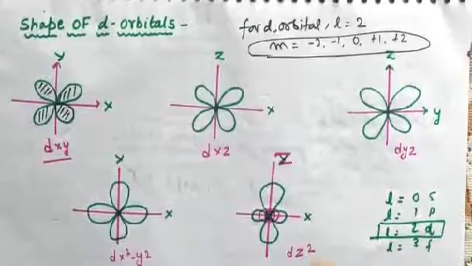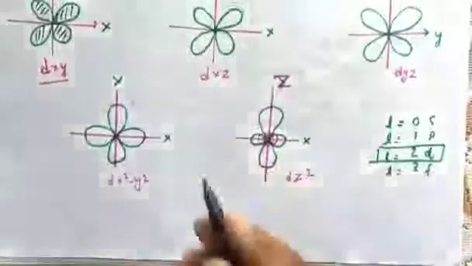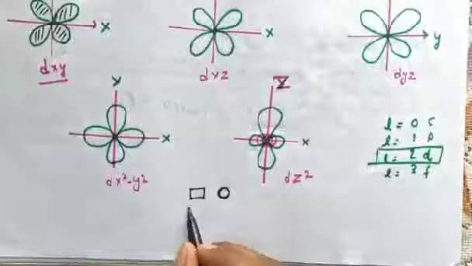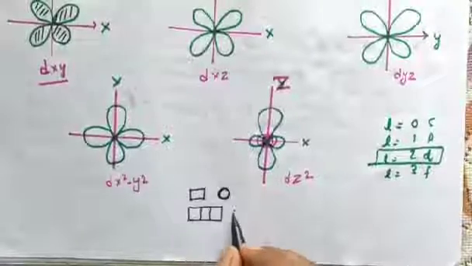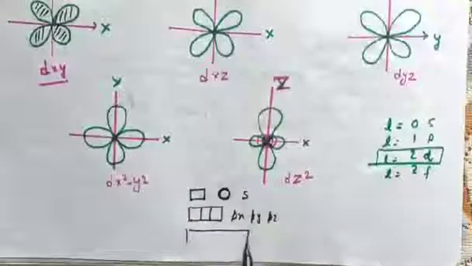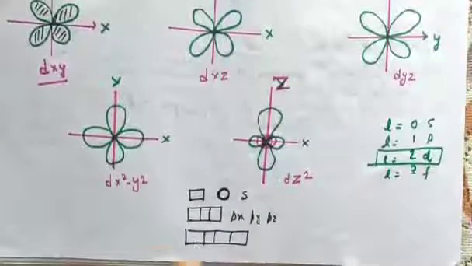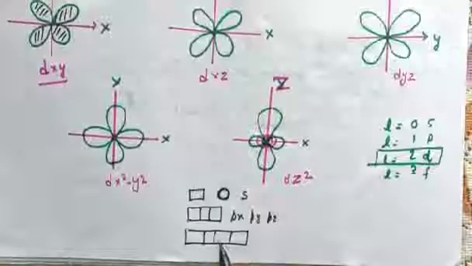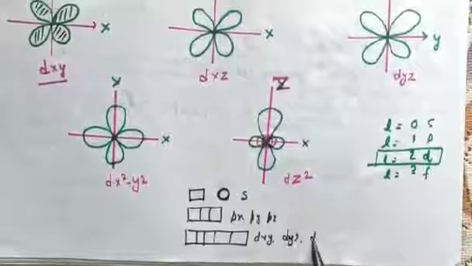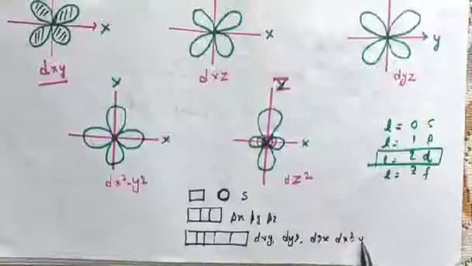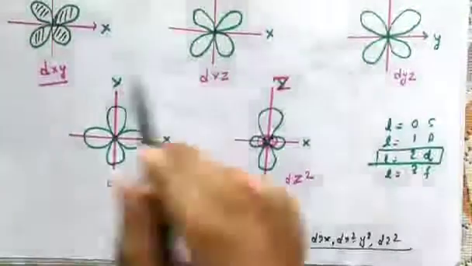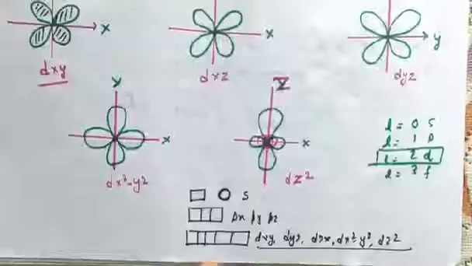Now I have discussed, finally I have one s orbital, which will be spherical. There are 3 p orbitals, which will be px, py and pz. And there are 5 d orbitals: dxy, dyz, dzx, dx square minus y square and dz square. For simplicity we are drawing the orbitals as boxes.